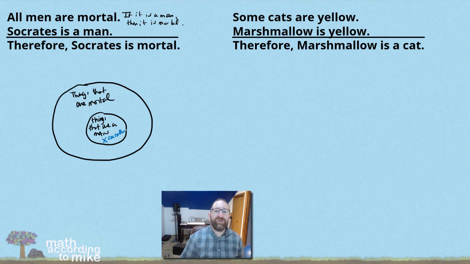Okay. So now we ask ourselves, is it fair to conclude that Socrates is also mortal? Well, notice by putting Socrates inside of the man circle from the second premise, and everything in the man circle is also inside of the mortal circle from the first premise, we can conclude that Socrates is also mortal because Socrates is inside of the mortal circle. So because of that, we call this argument valid. Hooray!